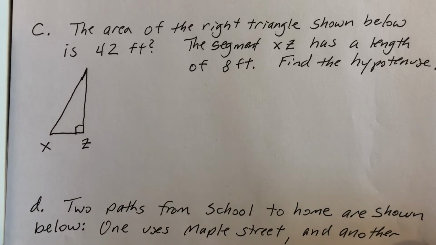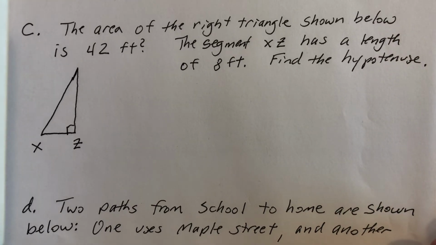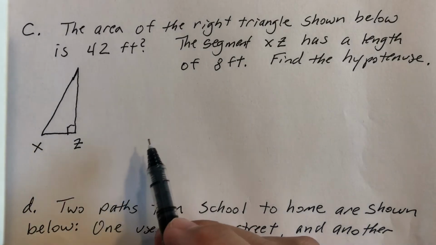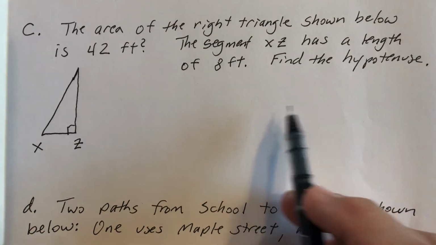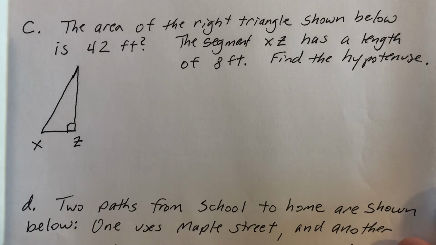So my 1C is very similar to yours, and mine says, the area of the right triangle shown below is 42 square feet. The segment XZ has a length of 8 feet. That's this bottom base segment. It says find the hypotenuse. So I need to use the area formula here, and I'm also going to have to talk about the Pythagorean theorem formula here too.